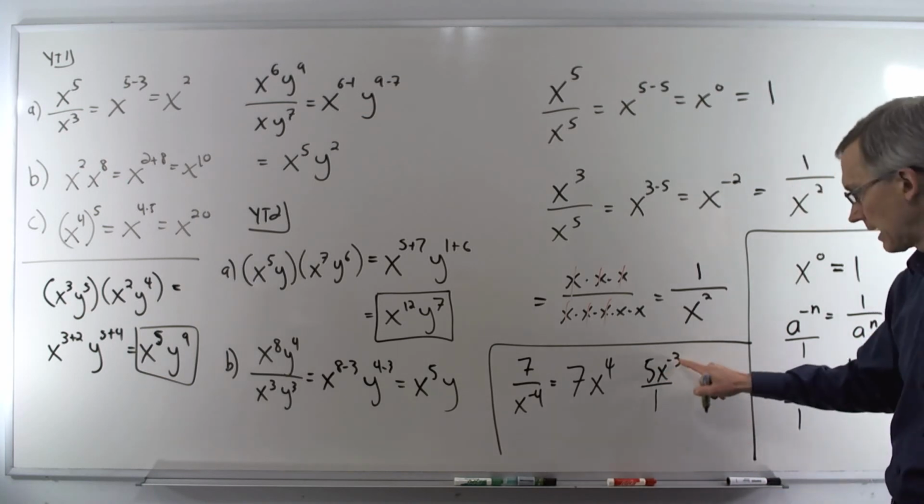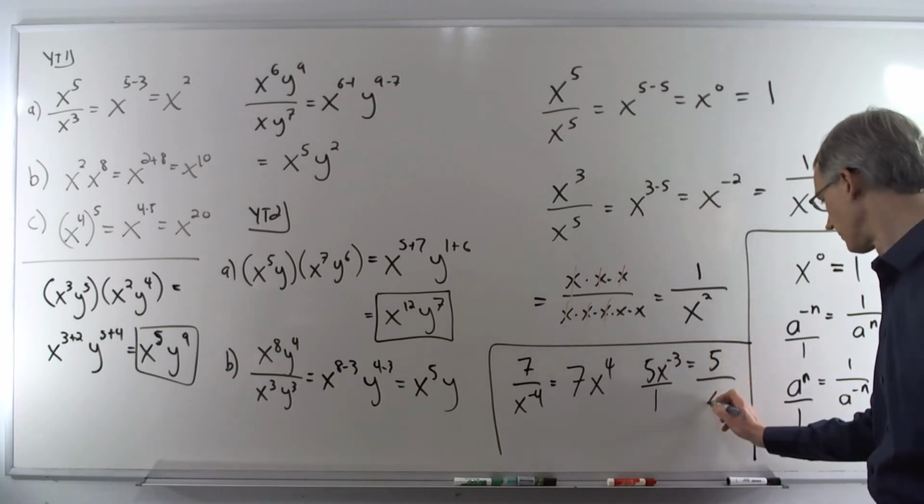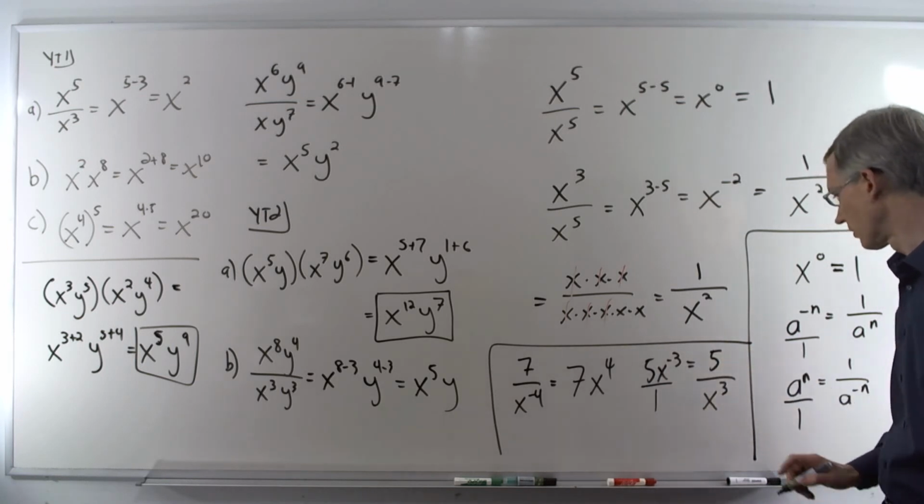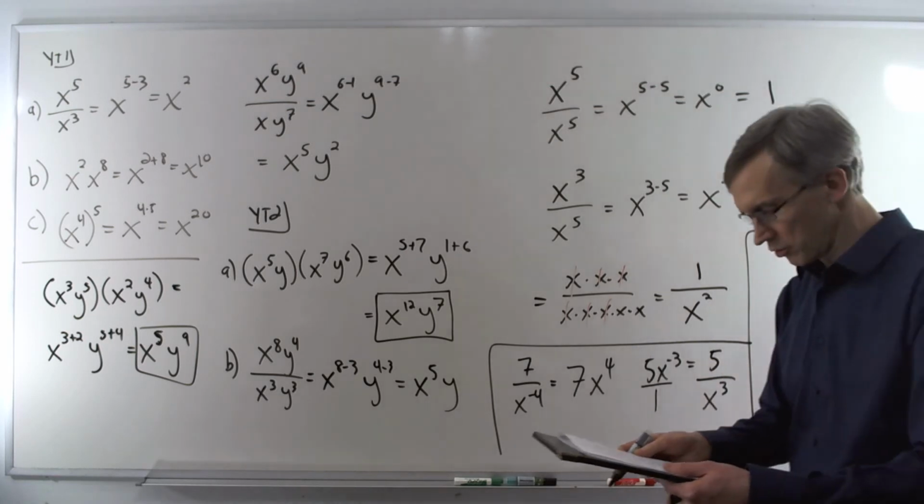Remember, the exponent only applies to the thing next to it. So the 5 stays in the numerator. And x to the 3rd goes in the denominator. The exponent becomes positive. Your turn, number 3.